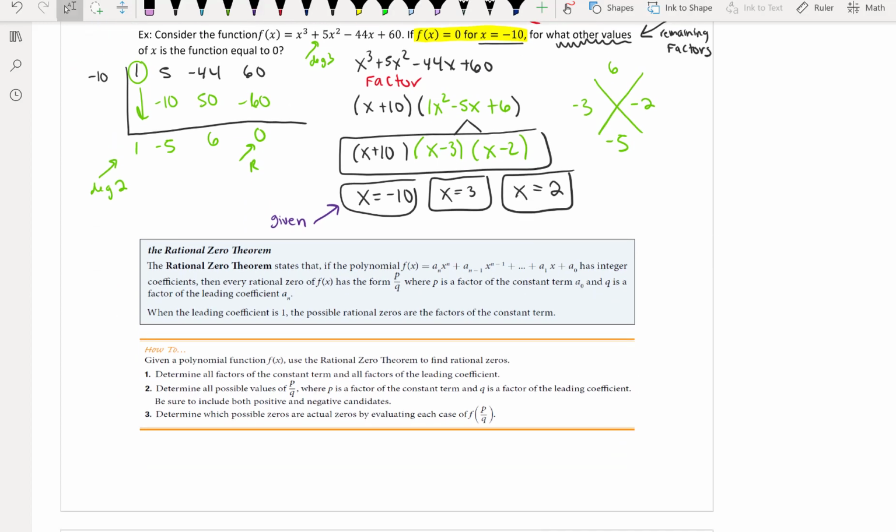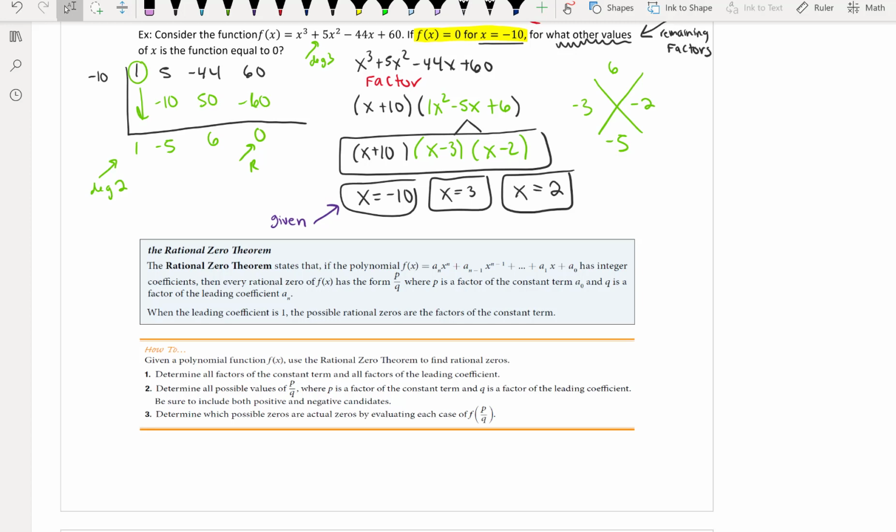Now we're going to learn a different theorem. This is the rational zero theorem. So the rational zero theorem states that if a polynomial has integer coefficients, then every rational zero of a function is of the form p over q, where p is a factor of the constant term a naught and q is a factor of the leading coefficient a n. When the leading coefficient is 1, the possible rational zeros are the factors of the constant term. Like, okay, what did I just read?